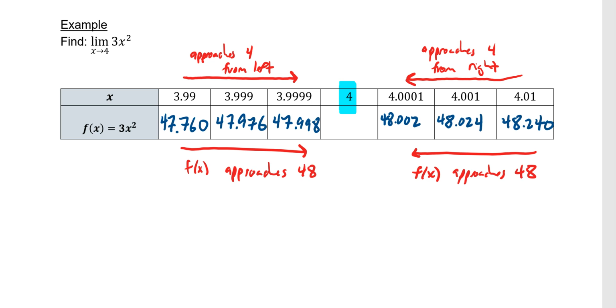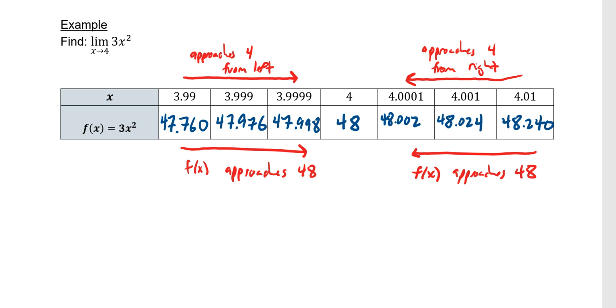So hopefully you agree when you're looking at this, it looks like from both sides, we're getting closer to a value of 48, right? So for this specific example, you might be saying to yourself, well, what happens if we just plug in 4 into the function? If you plug in 4, you will actually get 48. So this is something that we're going to see why that is. It has to do with what type of function this is. It has to do with continuity.